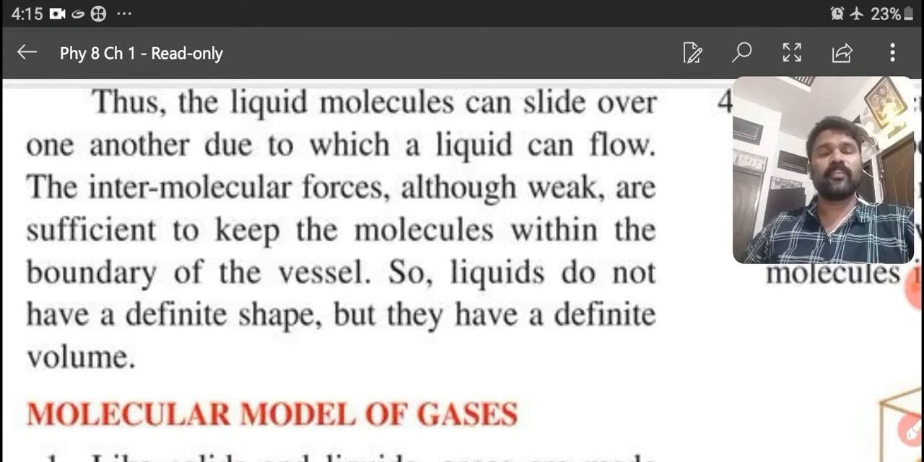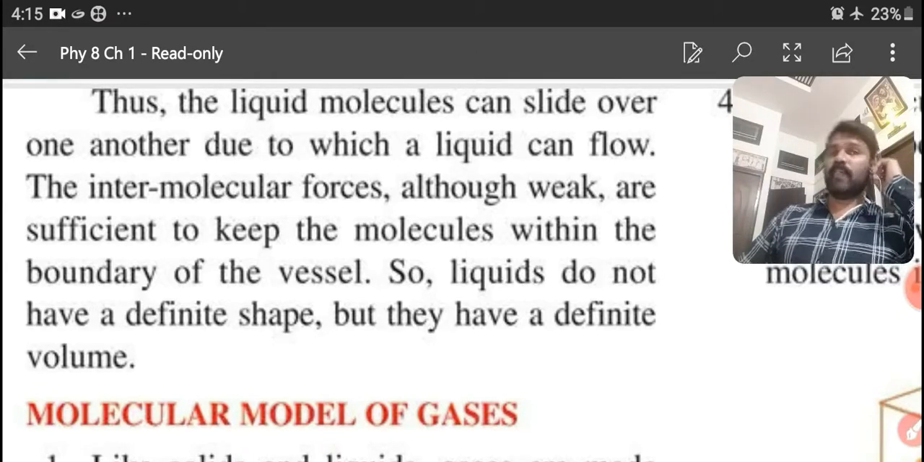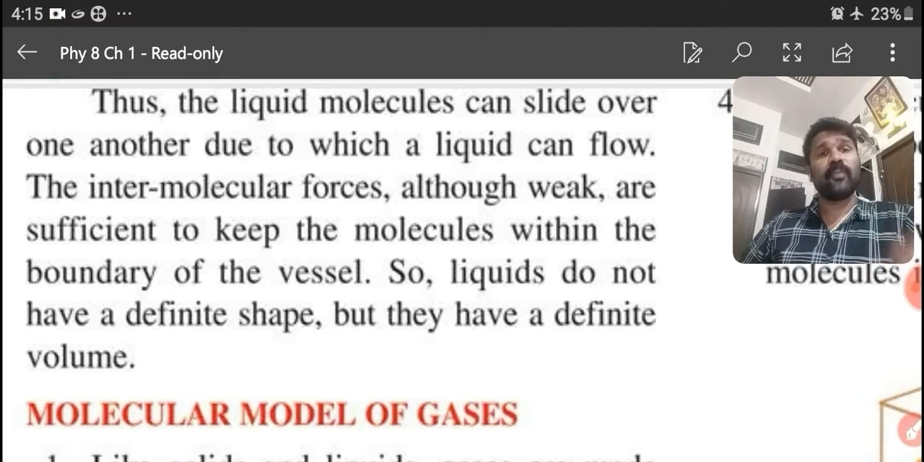So, liquids do not have a definite shape, but they have a definite volume. Why? The intermolecular forces, although weak, are sufficient to keep the molecules within the boundary of the vessel. That is why liquids do not have a definite shape, but they have a definite volume.